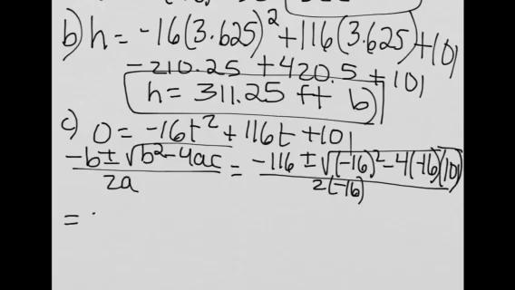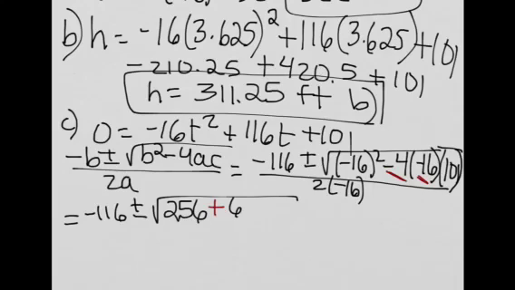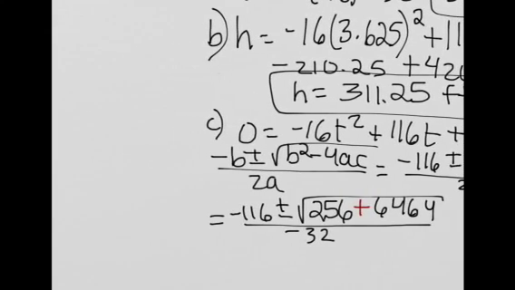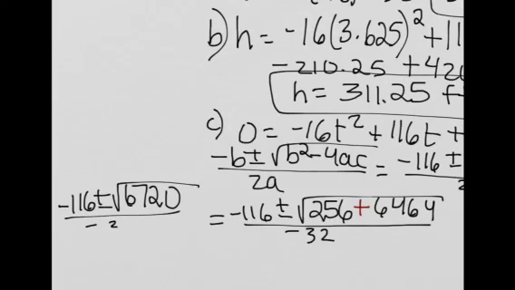Now I'm going to start over here. I need to be careful what's underneath the radical there. So I get negative 16 squared to be 256. Again, be careful. This is a negative 4 times a negative 16. And then I'm going to multiply it by 101. Okay, I get positive 6,464 all over negative 32. Okay, we're going to slide this over here. So I get negative 116 plus or minus the square root of, that adds up to 6,720, all divided by negative 32.